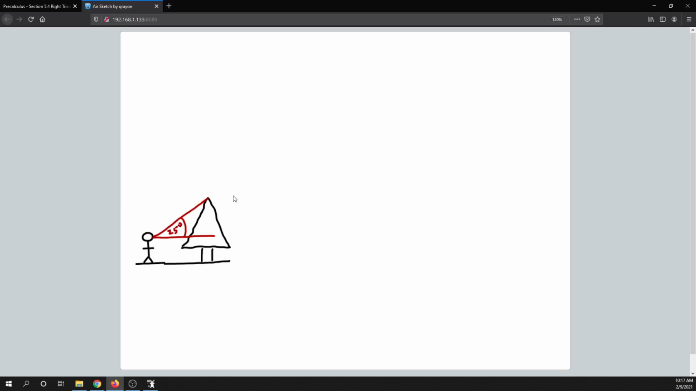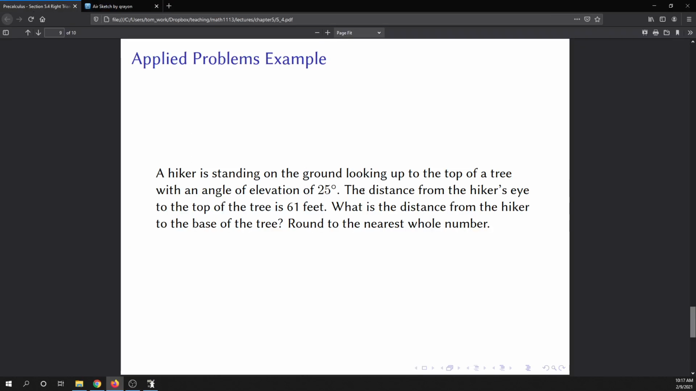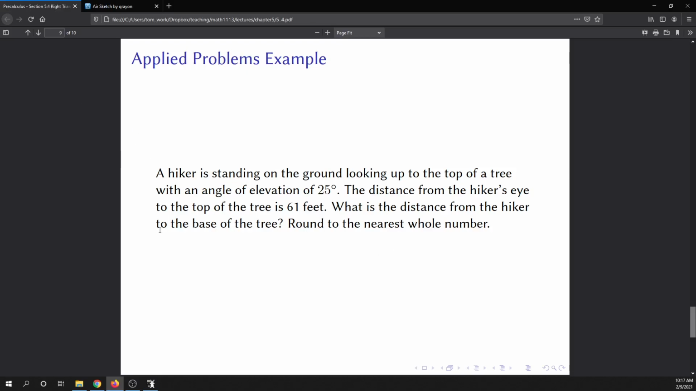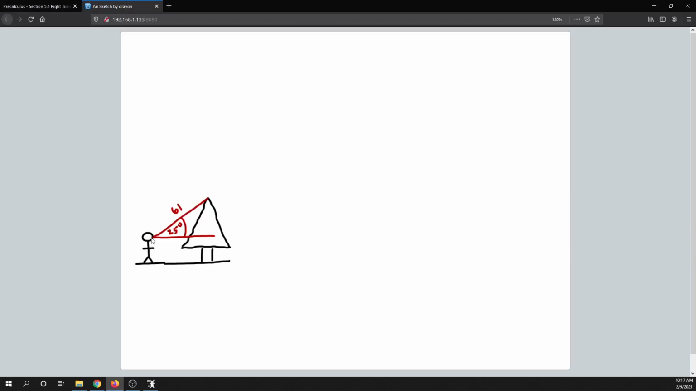All right, and so what you can do then is to make a triangle out of this, and so let's go back over what they tell us. They say the distance from the hiker's eye to the top of the tree is 61 feet, right? So this distance right here is 61. Okay. And what they want to know is what is the distance from the hiker to the base of the tree, right? So that would be if we dropped a perpendicular down here, made a right angle, we would want to know what is this distance here. So I'm going to call that distance D.